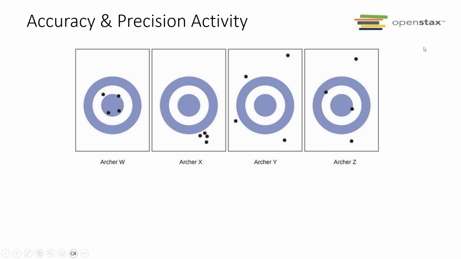So looking at this first one, Archer W, I would say they're pretty precise and they're pretty accurate. So moderately precise and moderately accurate. And why do I say that? Well, they're all kind of in the same spot, so they're getting kind of the same result every time. And it's kind of always in the correct spot. Now we do have some outliers here, but I would count 3 out of the 4 that are correct.